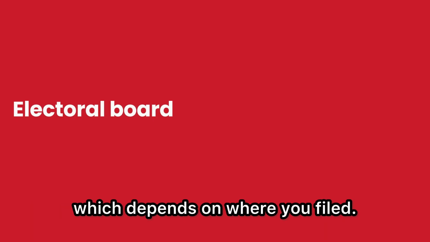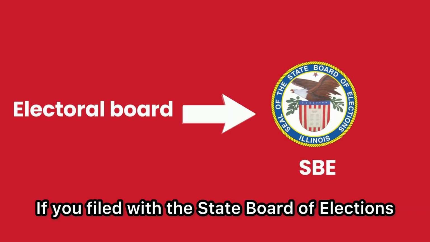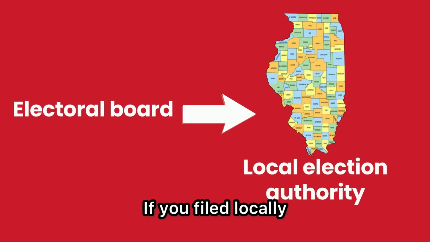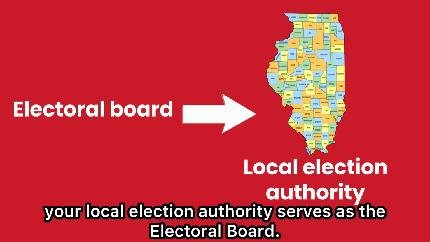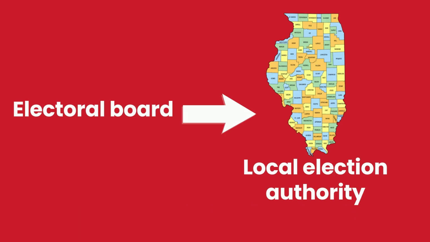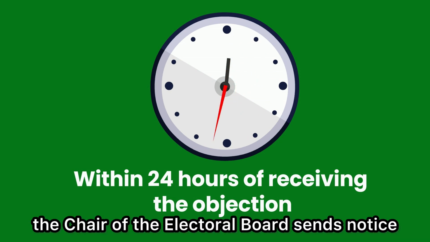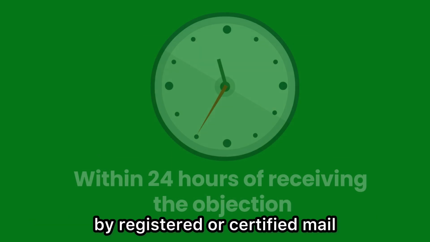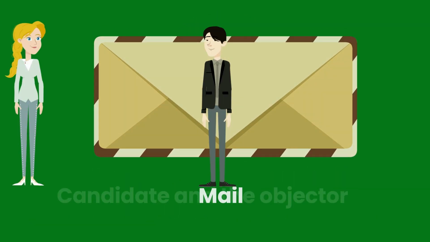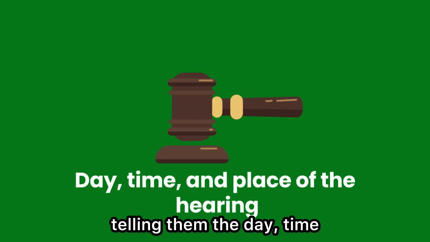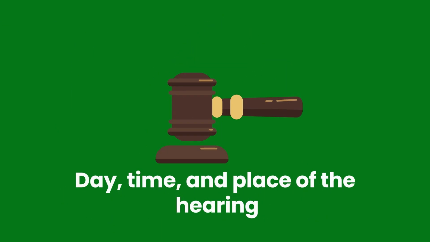Each objection is reviewed by an electoral board, which depends on where you filed. If you filed with the State Board of Elections, your case will be heard by the State Board. If you filed locally, your local election authority serves as the electoral board. Within 24 hours of receiving the objection, the chair of the electoral board sends notice, by registered or certified mail, to both the candidate and the objector, telling them the day, time, and place of the hearing.